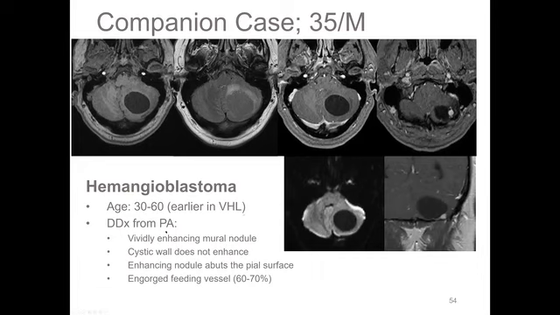How can we differentiate hemangioblastoma from pilocytic astrocytoma? Usually in hemangioblastoma, the solid portion might have very strong enhancement, and the cystic wall is not enhanced. We know pilocytic astrocytomas have 50% chance of cyst wall enhancement, but in hemangioblastoma, usually the cystic wall is not enhanced. Another important thing is the enhancing nodule abutting the pial surface, and you might see engorged vessels surrounding the enhancing nodule. These are the clues for hemangioblastoma.